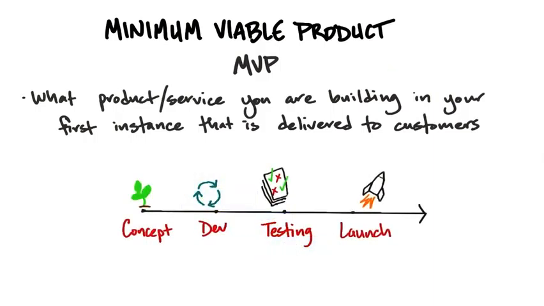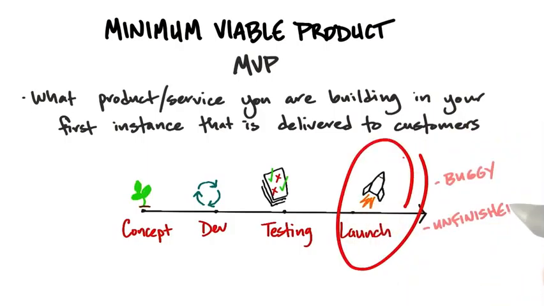And you'd be shipping and telling customers, here's a buggy, unfinished product. Why don't you test it for me? And then you'd always argue with sales about whether you should charge for it or not. But the MVP is actually quite different.